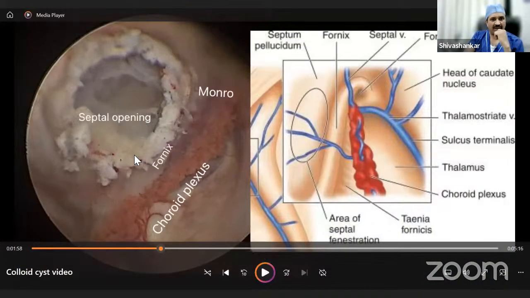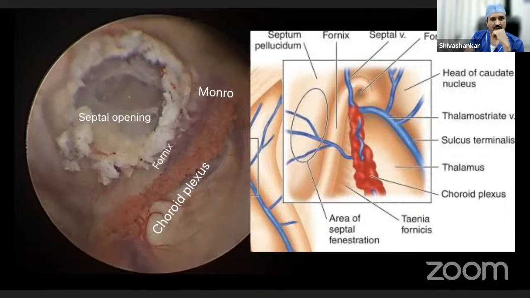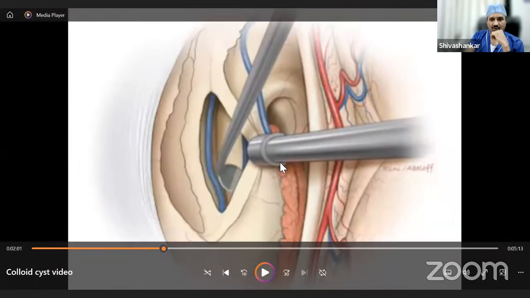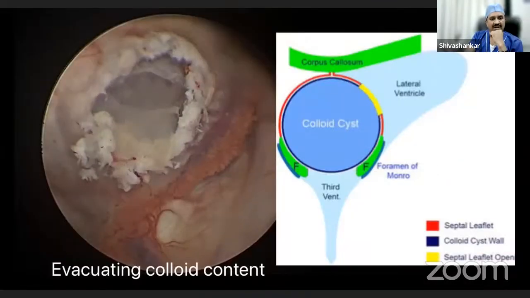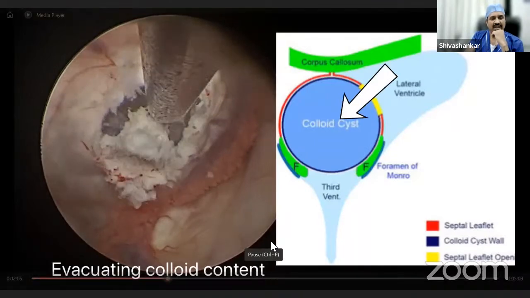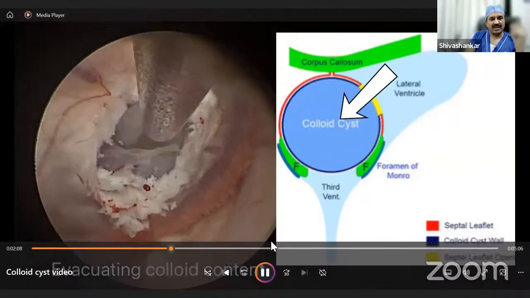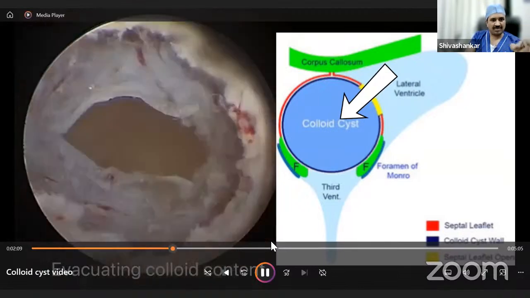This is the septal opening, and this is the fornix down here, and this is the choroid plexus, and this is the thalamostriate vein, the anterior septal vein here, and this is the foramen of Monro, which is pushed down by the large colloid cyst. This is the colloid cyst seen across the septal opening. So this is what we do, as shown here in the diagram. This is the septum that has been opened, choroid plexus here, and then go ahead with the opposite side and evacuate the content. This is the content being evacuated endoscopically, and we can see the cyst wall there.